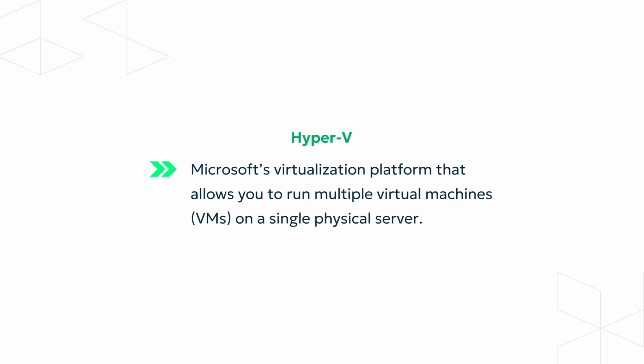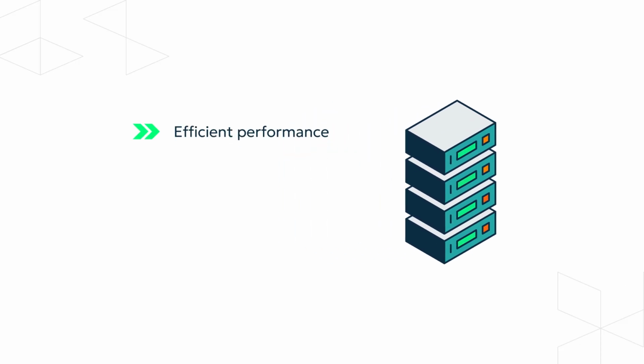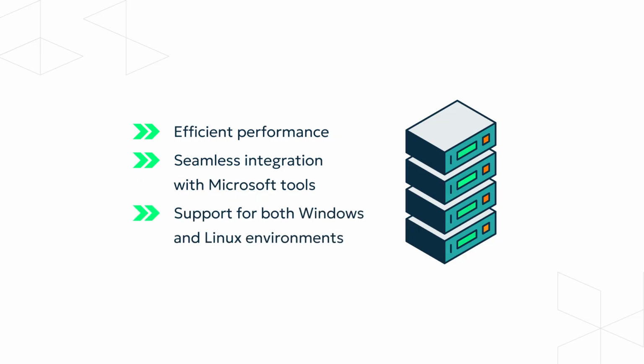What is Hyper-V? Hyper-V is Microsoft's virtualization platform that allows you to run multiple virtual machines, VMs, on a single physical server. It is a Type 1 hypervisor that operates directly on the server hardware, delivering efficient performance, seamless integration with Microsoft tools, and support for both Windows and Linux environments.